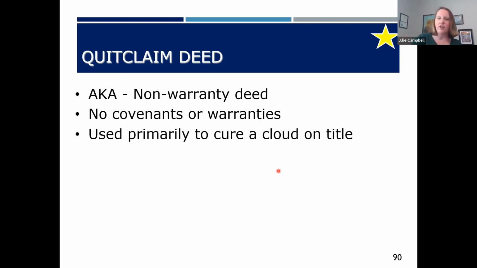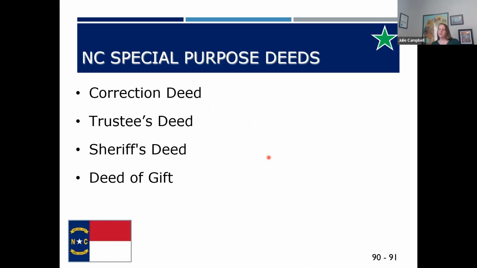There are also, starting on page 90, a couple other North Carolina special purpose deeds. I don't think I have them all here on the slide, but they're on page 90 and 91. If we don't use a quitclaim deed to make a correction, like a misspelled name, we can use a correction deed. Who decides which deed to use? Either the attorney or the judge. So if you bought a house and you get home and you look at your brand new deed and your name is misspelled, go back to your attorney. They'll fix it either using a quitclaim deed or a correction deed.